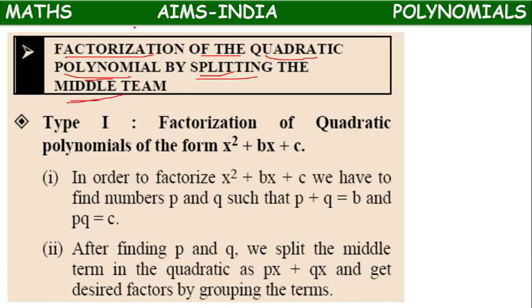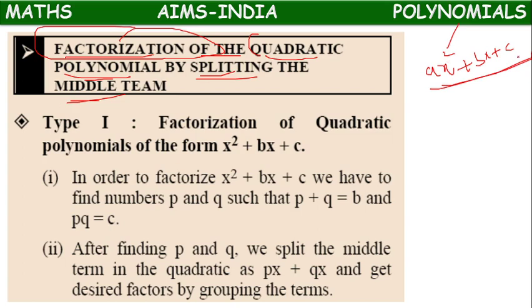Here we are going to find the factors of a quadratic polynomial, which will be in the form of ax square plus bx plus c. A polynomial whose highest power is 2 is called a quadratic polynomial.